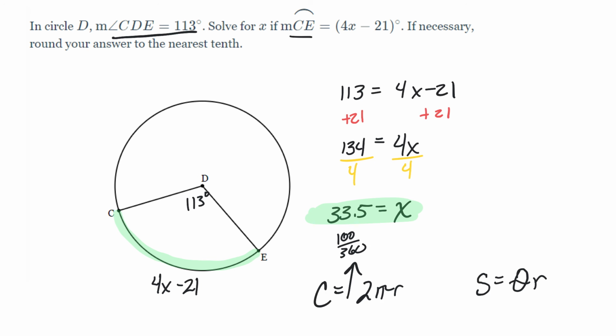Just to be careful, make sure that you are measuring in the right manner. If you're dealing with radians, make sure that you are not trying to do a degree solving.